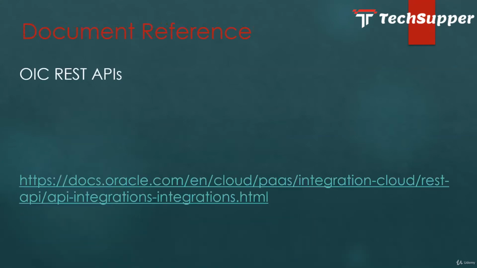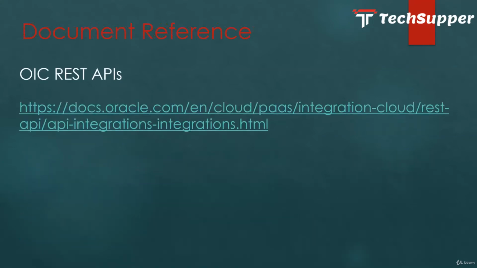If you want to see all the OIC REST APIs, then you can use this link: https://docs.oracle.com/in/cloud/rest-api/rest-integrations-integrations.html. This is the REST API link which you can use to see all the REST APIs. Now let's move to the OIC, and I will show you the code versioning and then code promotion.